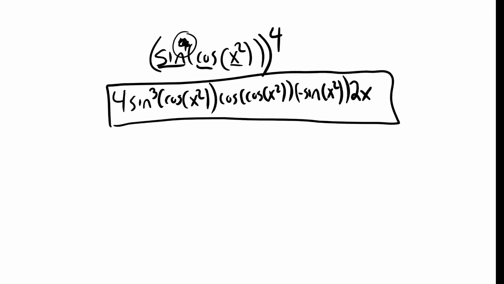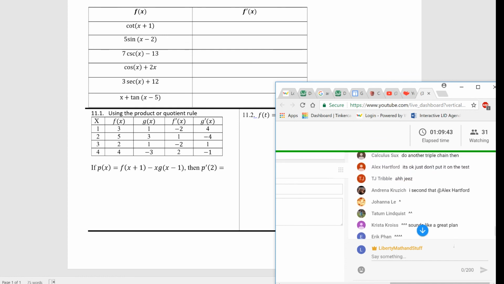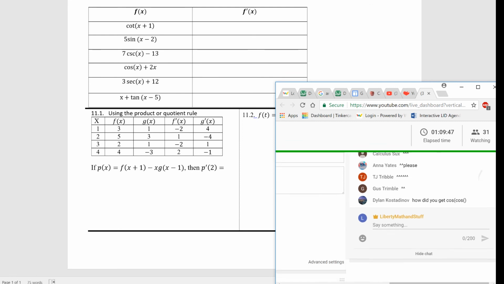Hopefully it was visible this time. And sorry about making it not visible. That was a rookie mistake. But yeah, that's 3 chains. That's original problem, derivative, chain 1, chain 2, chain 3. Sweet. I second that, Hartford. It's okay, just don't put it on the test.